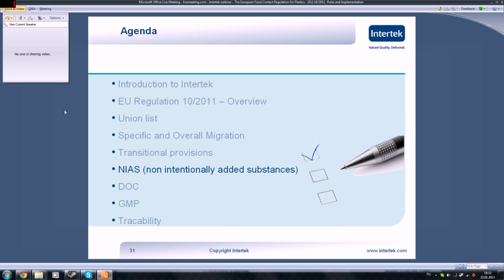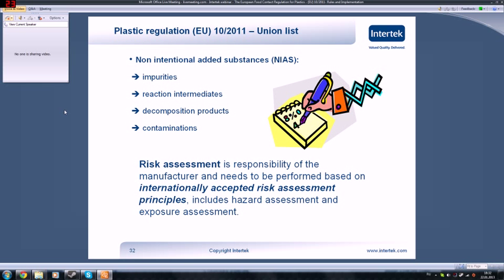Let's go to the NIAS, the non-intentionally added substances. This could be, as mentioned, impurities, reaction intermediates, decomposition products, contaminations. Those substances we don't want to have in it. But they are there. And what is important, we don't even know what substances are there in most cases. So it could be a few, it could be 100, it could be 1,000. They can be there in high concentrations or in very low concentrations.